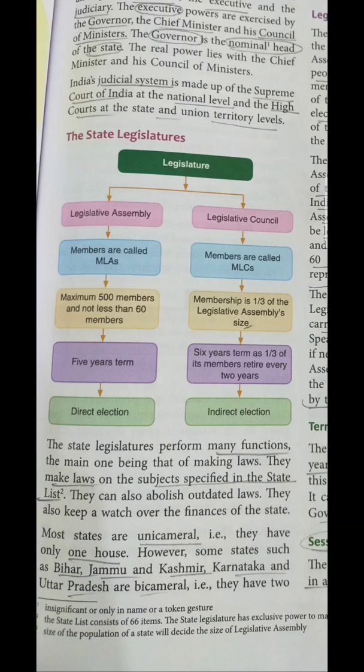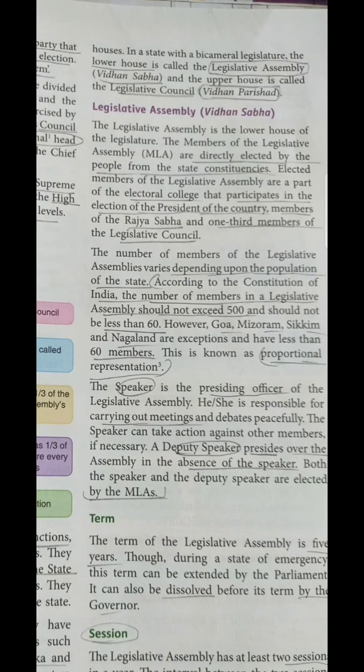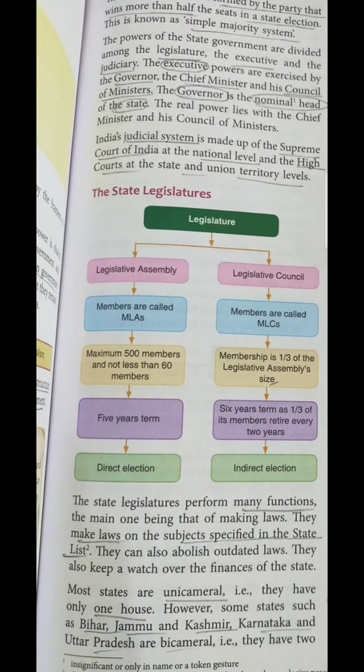Some states are unicameral and have only one house, but some states such as Bihar, Jammu and Kashmir, Karnataka, and Uttar Pradesh are bicameral. Bicameral means two, the word bi represents two. They have two houses. In a state with a bicameral legislature, the lower house is called the legislative assembly. Now students, don't get confused between Rajya Sabha and Lok Sabha. Rajya Sabha and Lok Sabha are the houses of parliament, and now we are discussing only the state. So in the state, the lower house is called the legislative assembly, which we discussed with the help of the table.